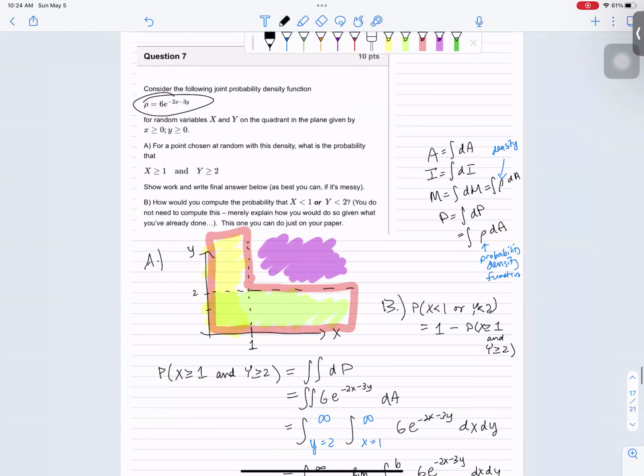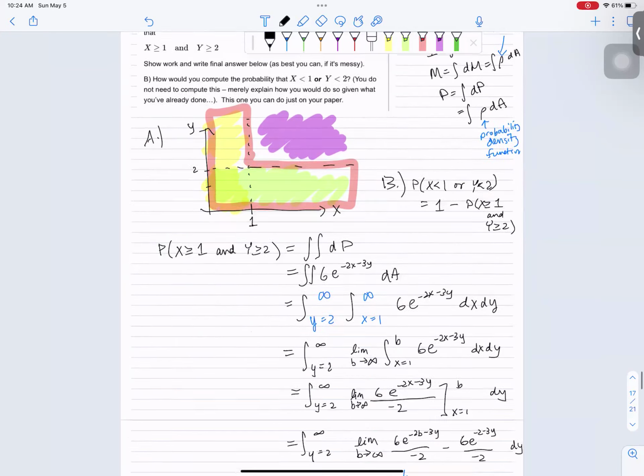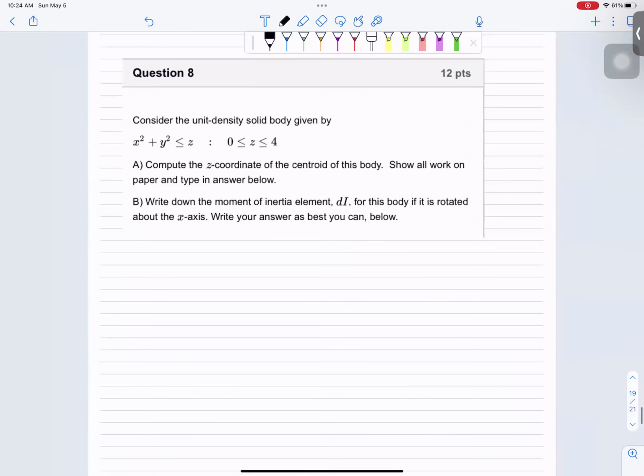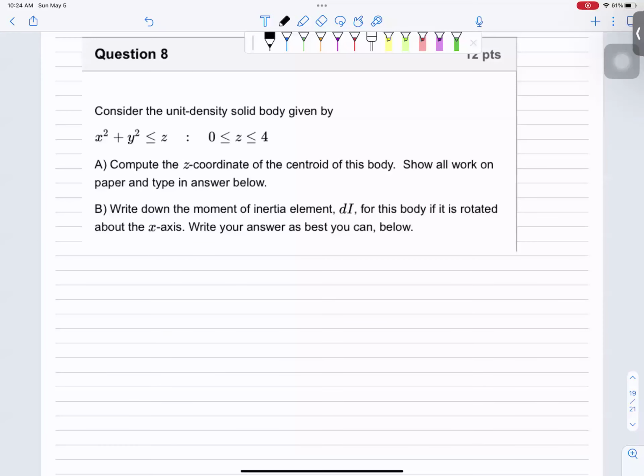Okay, questions on problem 7? Okay, question 8. Consider the unit density solid given by that. Part A, compute the z-coordinate of the centroid.